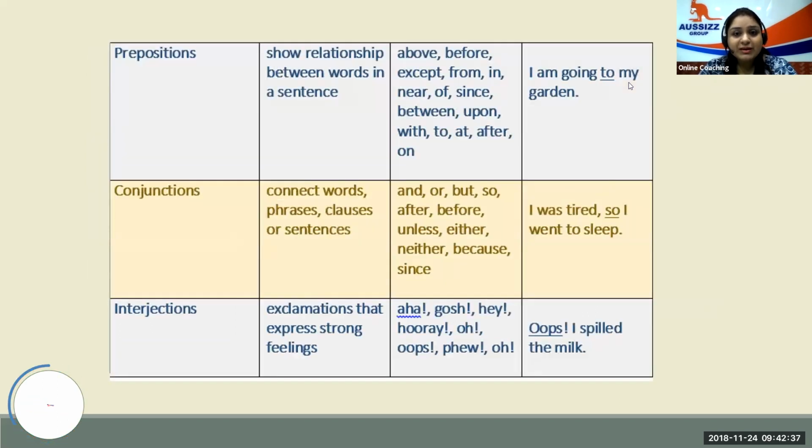Preposition shows the relation between words in a sentence. For example, I'm going to school. That means the position of I, the location of I, is shown by that school, where she's going. So particularly, a preposition is that part of speech which gives information about the subject in relation to the object. Like, I'm going to my garden. Here, to is a preposition because it is showing my destination, where I'm going. I'm going to Delhi. I'm going to my garden.